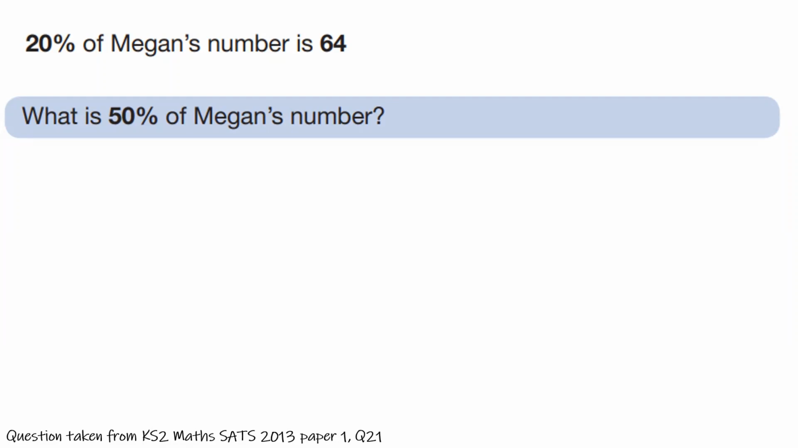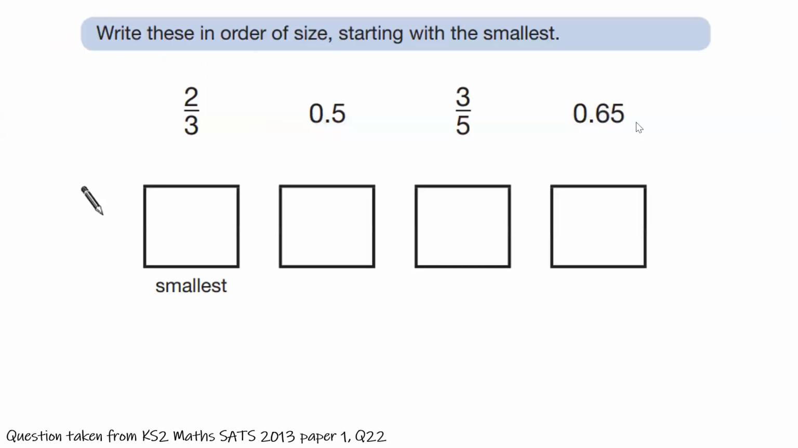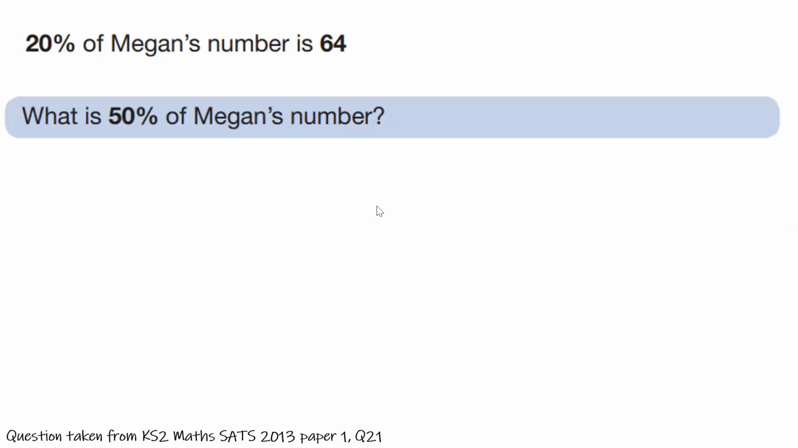So today we're going to be doing something slightly different. We're going to be looking at some questions that come from a Key Stage 2 SATs maths paper. We're looking at two questions today. We've got this percentage question, and then we've also got a question that involves fractions and decimals. I always think that these are two topics that can quite easily catch children out, so I thought we'd have a look at them today.